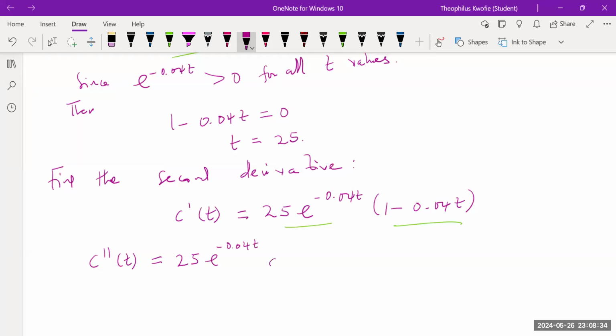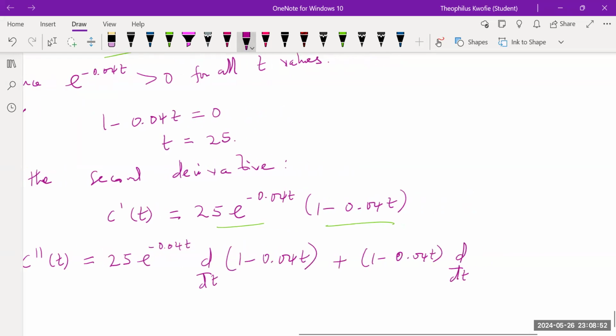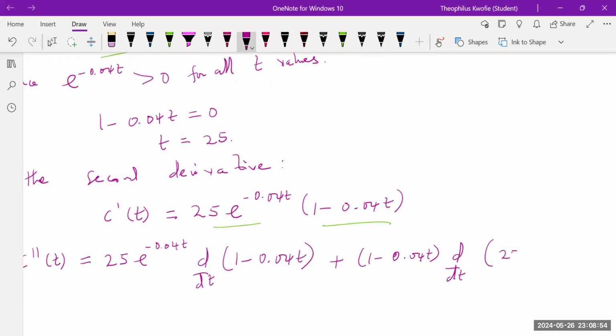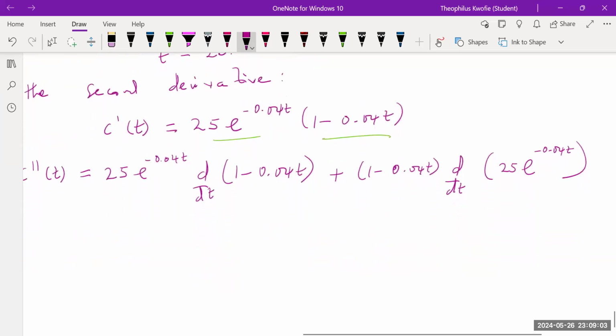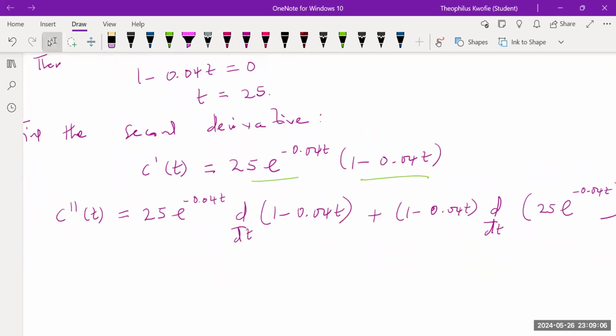So we first keep one function and differentiate the other, okay? Then plus we keep this, and then differentiate the other function. Is that okay? So 25. All right, so on that note, we should have something like this.